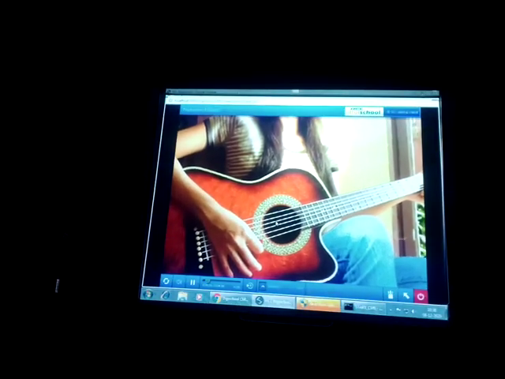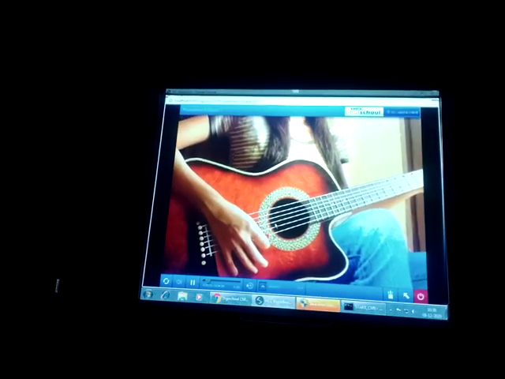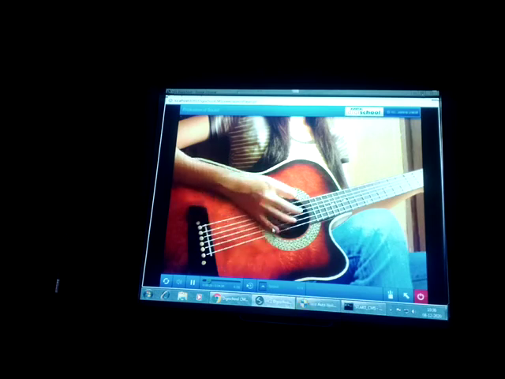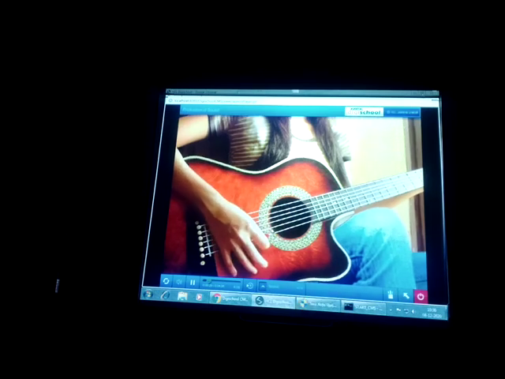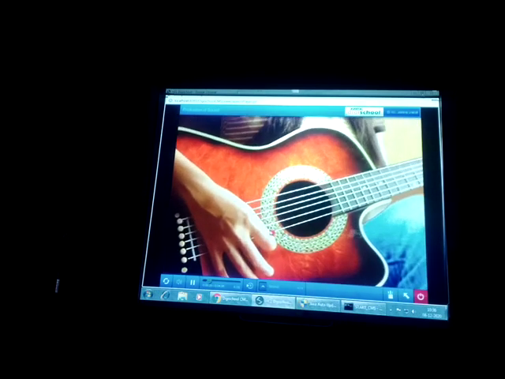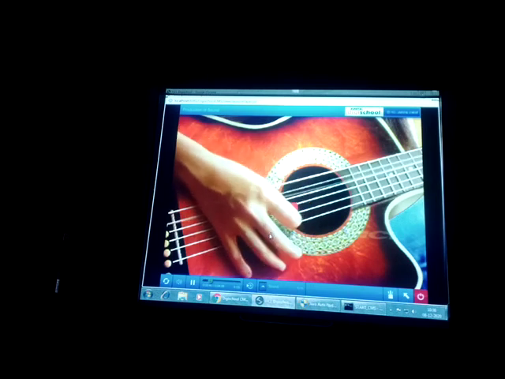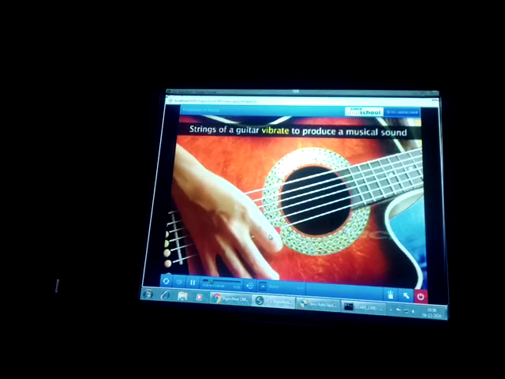The strings of a guitar are pulled and released to produce a musical sound. Look closely at the strings of the guitar being played. Notice the string that is pulled and released. It vibrates and produces a musical sound.